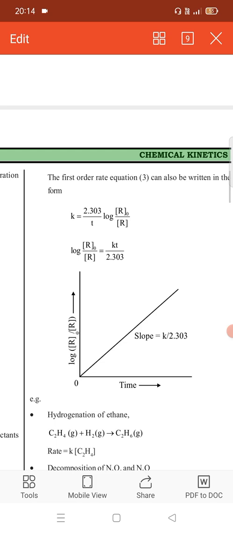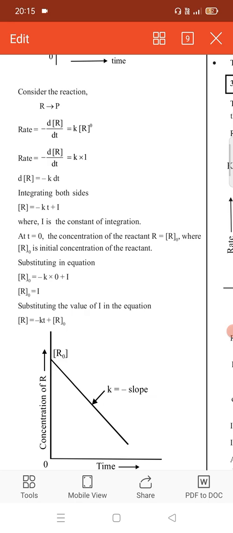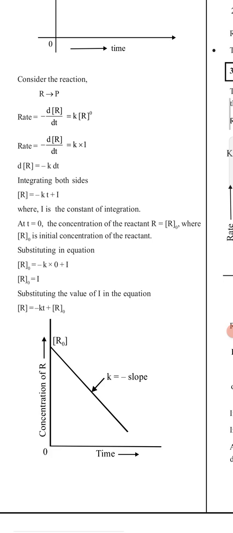Again I am repeating some important points of today's topic. First of all, the rate expression, how we get it from the rate law, that is minus dA by dt equals k into A to the power 0 for a zero order reaction. A is the reactant, or you can write R also. For a zero order reaction the rate expression comes as R equals minus kt plus R0, where R0 is the initial concentration of the reactant and R is the concentration of the reactant at time t.